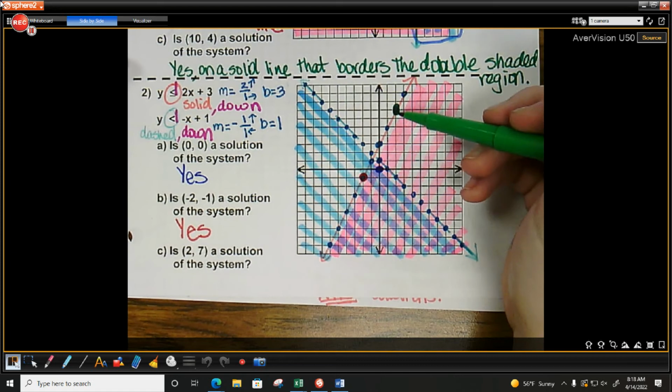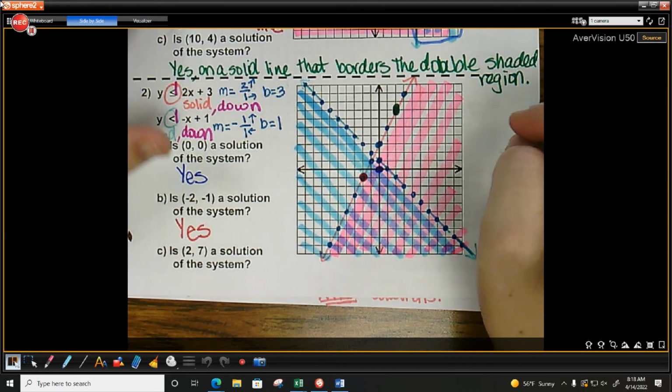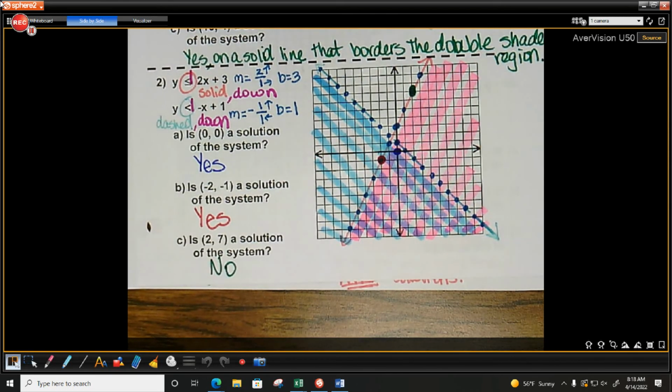That's what I was saying. The points on a solid line are tricky. Sometimes points on a solid line are solutions and sometimes they aren't. It depends on if it is bordering the double shaded region. We good? Guys, are we good doing one more? We feel like we've graphed a lot of inequalities today. Yes? Okay.